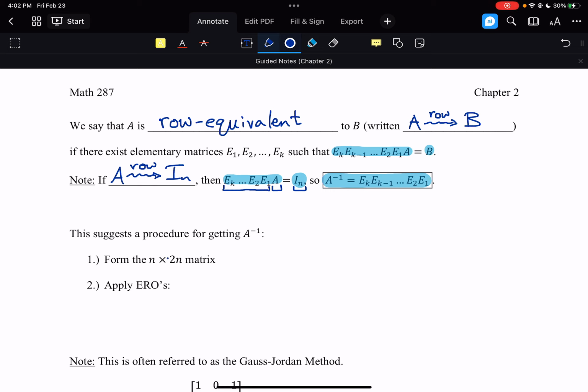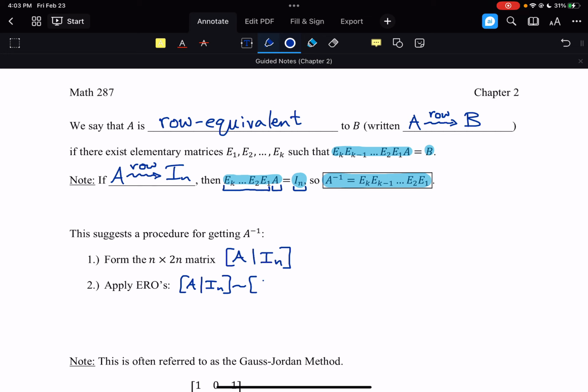So we're going to form the n by 2n matrix A with the n by n identity. I have the augmentation bar here because you're going to have two matrices that are n by n being kind of stuck together within one really big matrix. And this is so that we can keep track of both of them at the same time, because we're going to be applying EROs in step 2 to both sides of this big n by 2n matrix. So we start with A augmented with identity.